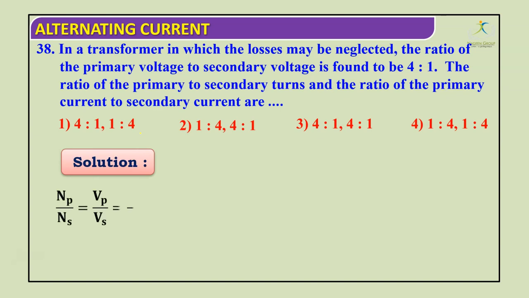Let's move to the solution part. Np by Ns is equal to Vp by Vs is equal to Is by Ip. Ip by Is is equal to Vs by Vp, which is 1/4. So according to that, the correct option is 1.